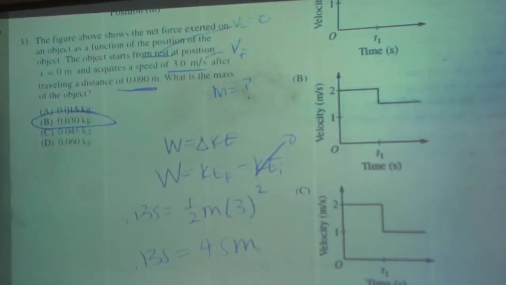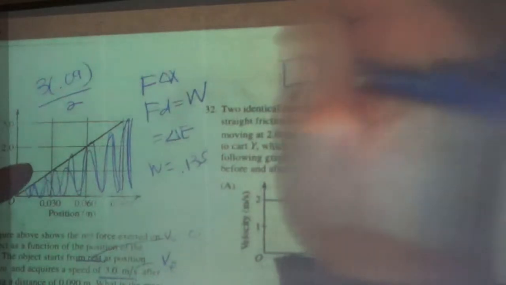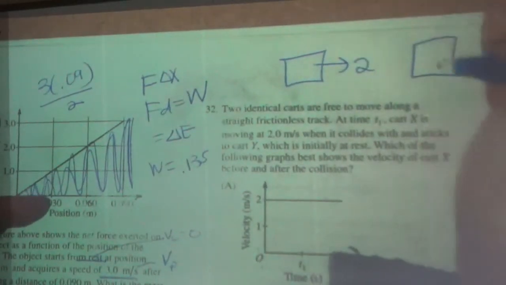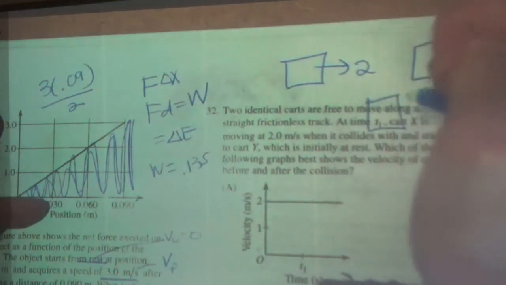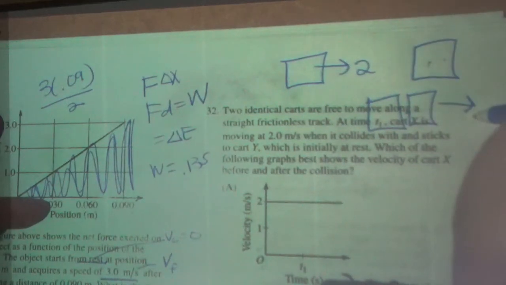2 identical carts free to move along a straight frictionless track. At T1, cart 1 is moving at 2 meters per second, and it collides and sticks with cart Y, which was initially at rest. So I've got this cart coming in with a velocity of 2, and then it's hitting this cart, and then they stick together. So now they're going to go off. They should be going off at a smaller velocity than before for sure.